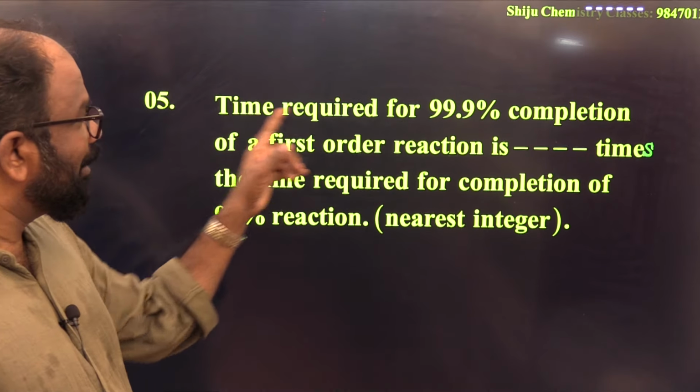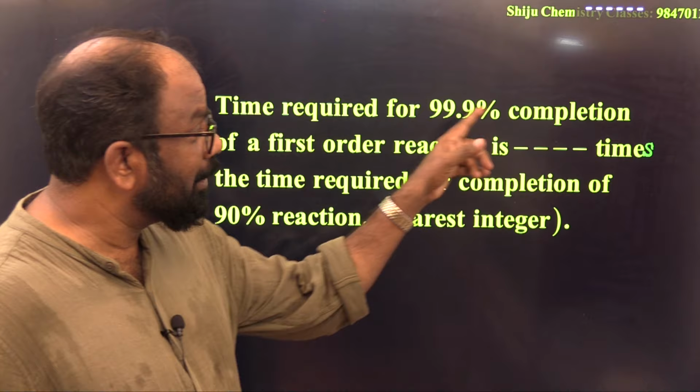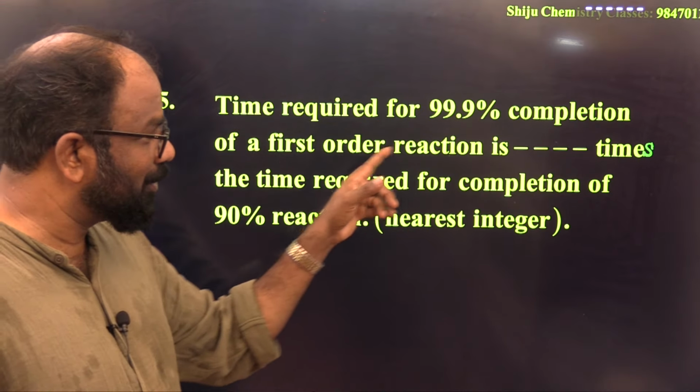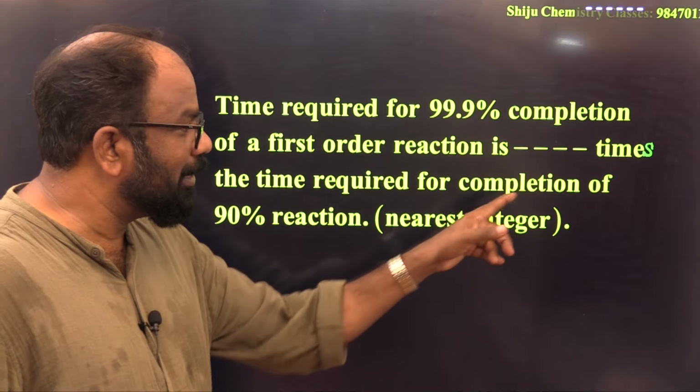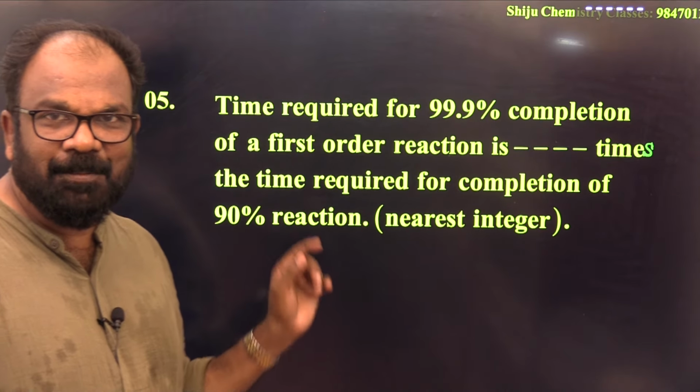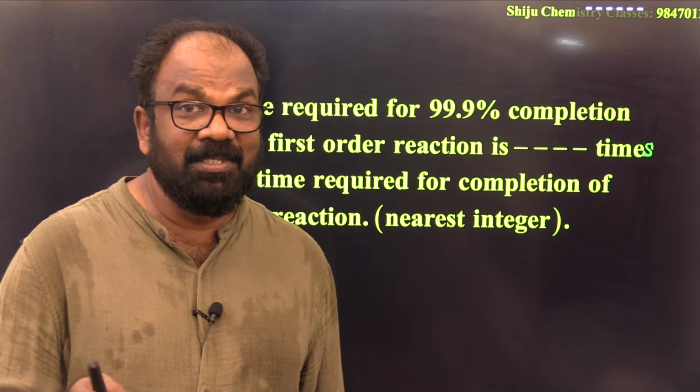Now question number 5, listen please. The time required for 99.9% completion of a first order reaction is dash times the time required for the completion of 90% reaction in bracket nearest integer.